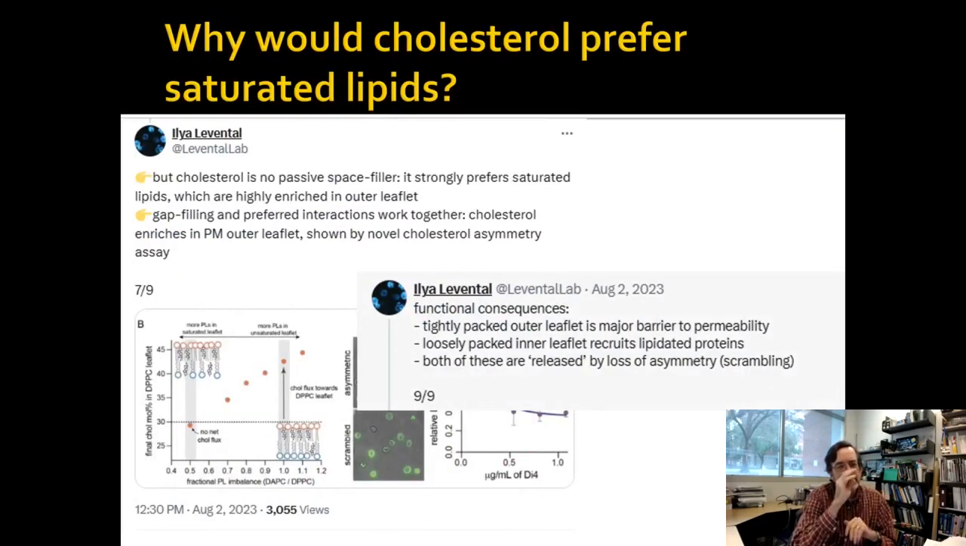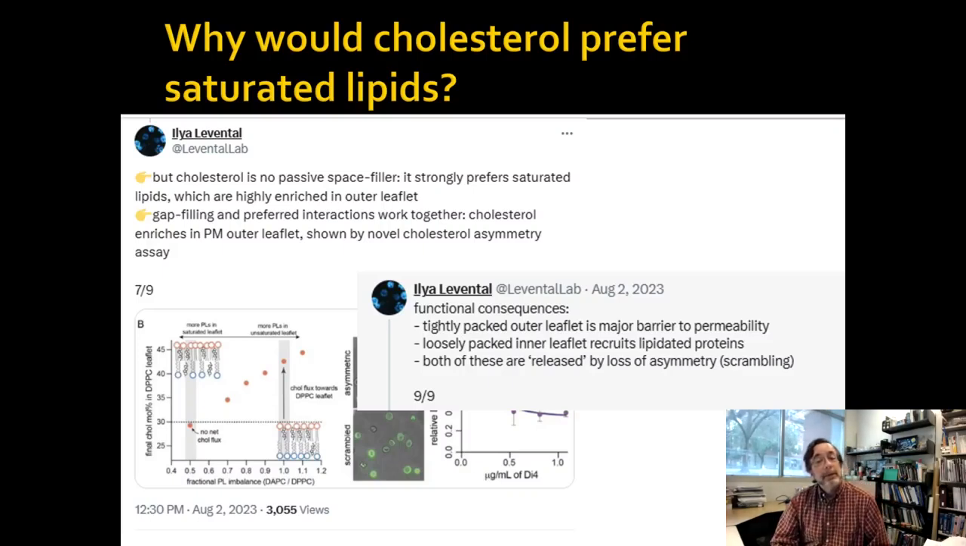So one interesting thing that I want you to think about: cholesterol prefers saturated lipids, which are highly enriched in the outer leaflet. This helps it to flip across to the outer leaflet to help make up for the imbalance. So cholesterol is enriched in it, and they actually showed that this happens in real life. They came up with a new assay. Very cool paper. A lot to take apart here, but the main thing is the textbook is wrong. But it's right if you include the fact that cholesterol can move around really fast.